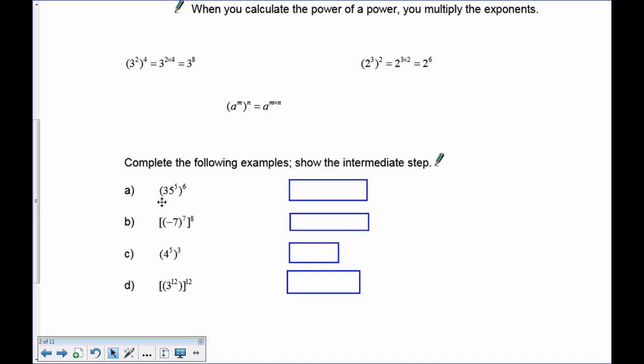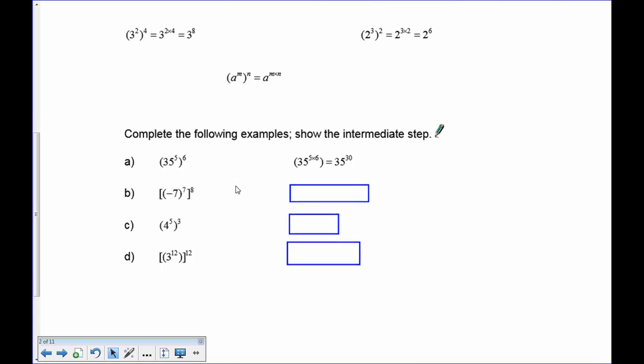All right, so 35 to the 5, all to the power of 6 means we're going to be multiplying the 5 times the 6. Now 5 times 6 is 30, which means that we have 35 to the 30. This is your work. This is your answer. You always put the question down in your assignments. What about this one here?